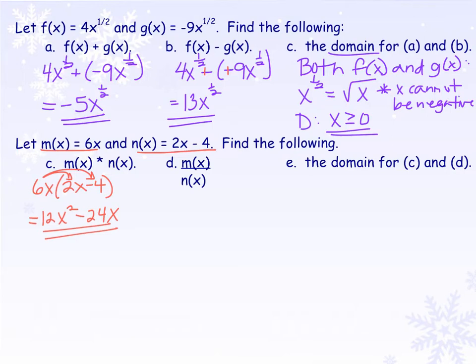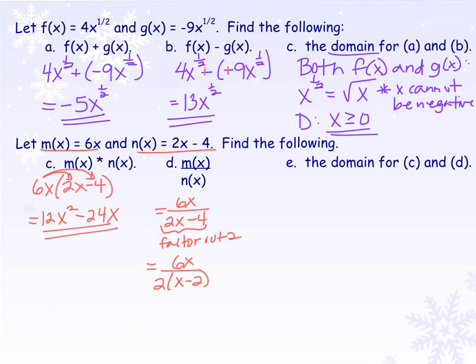There's your product. For d, m of x divided by n of x, this one gets a little tricky, so make sure to follow along. If m of x is 6x and n of x is 2x minus 4, there's your quotient as is. But here's something that we can do on this problem that we couldn't do last time. We can factor out the 2, and then that becomes 6x on the top, and on the bottom, if we factor out that 2, we have x minus 2 left over.